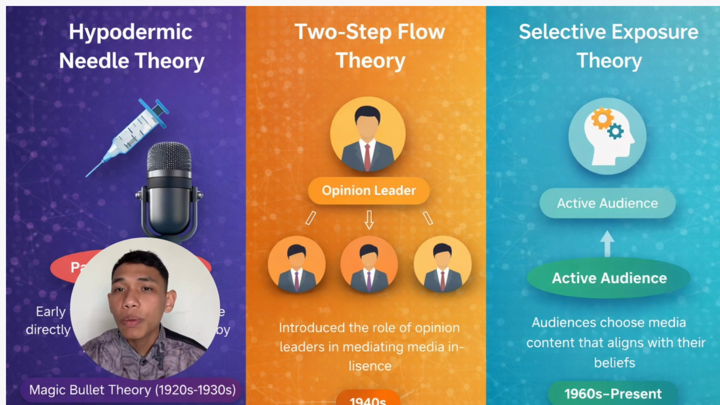This means people are more likely to be influenced by individuals they trust rather than media alone. The theory highlights the importance of social relationship and shows that audiences are not completely passive. It also explains why media message may have different effect on different groups.